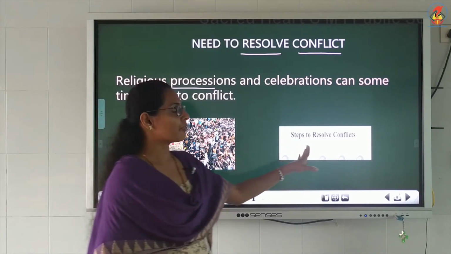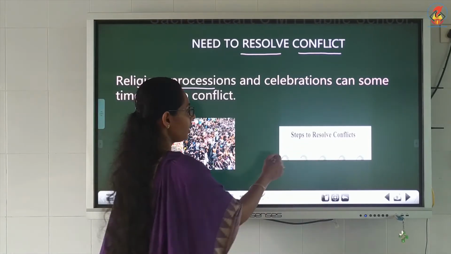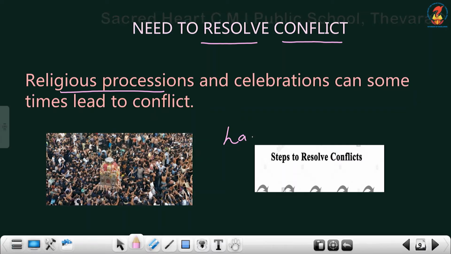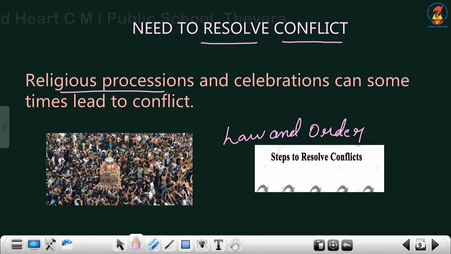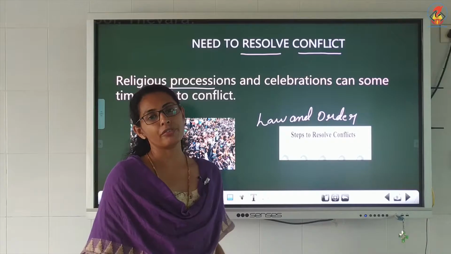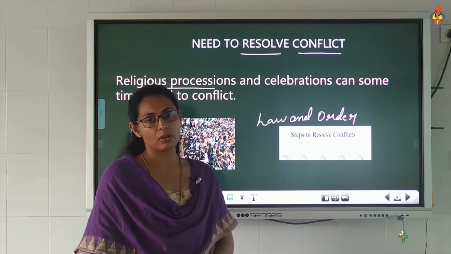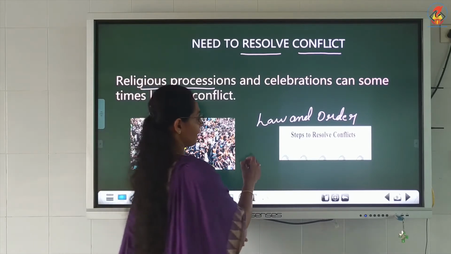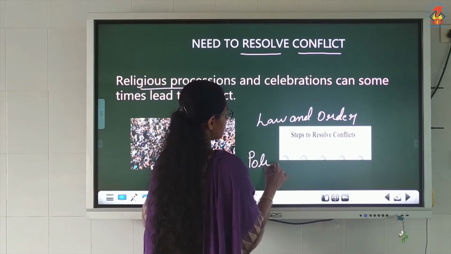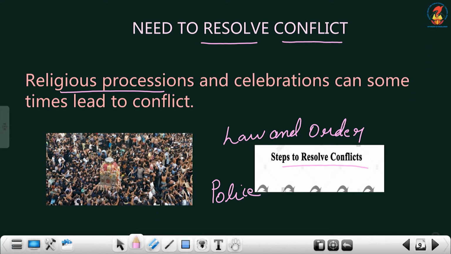So that is the first thing: law and order should be maintained by the police. Religious processions and celebrations can sometimes lead to conflict, and that conflict should be resolved by the police. It should be resolved. Clear?